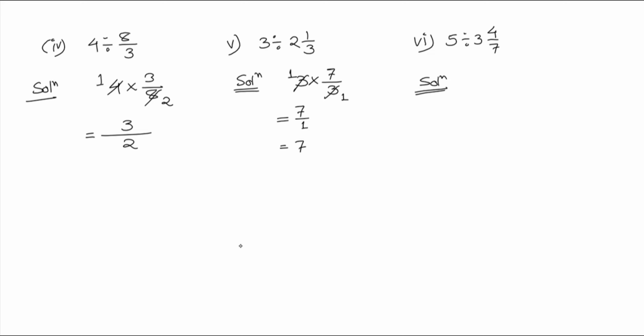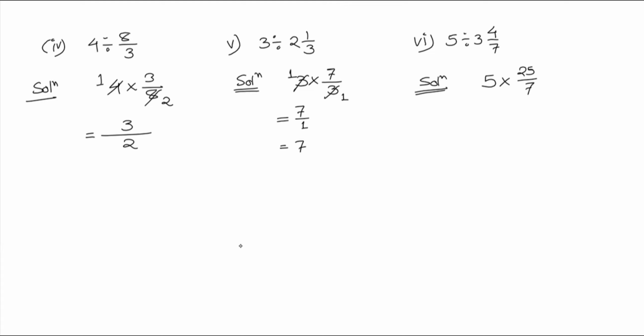5 divided by 3 4 by 7. तो यहाँ पे हम लोग पहले लिखेंगे 5. Then instead of division symbol I will write into. देन 3 4/7 इस मिक्स फ्रैक्शन को हम लोग इम्प्रॉपर फ्रैक्शन में कन्वर्ट करेंगे, तो नीचे आएगा 7. 7 and 3 is 21. 21 plus 4 is 25. तो न्यूमरेटर will be 25.